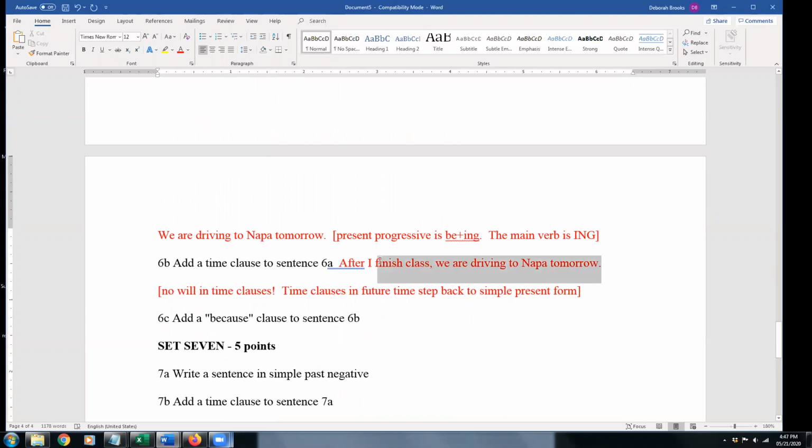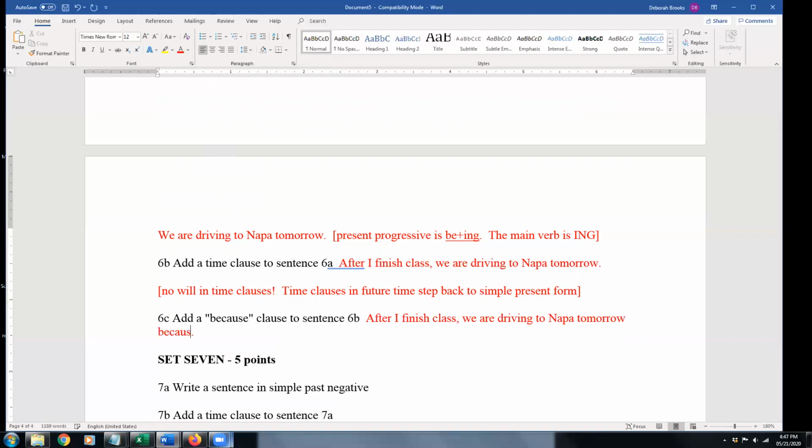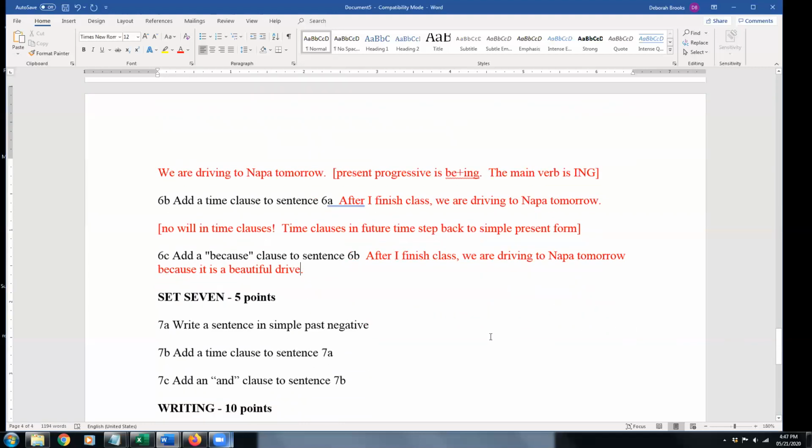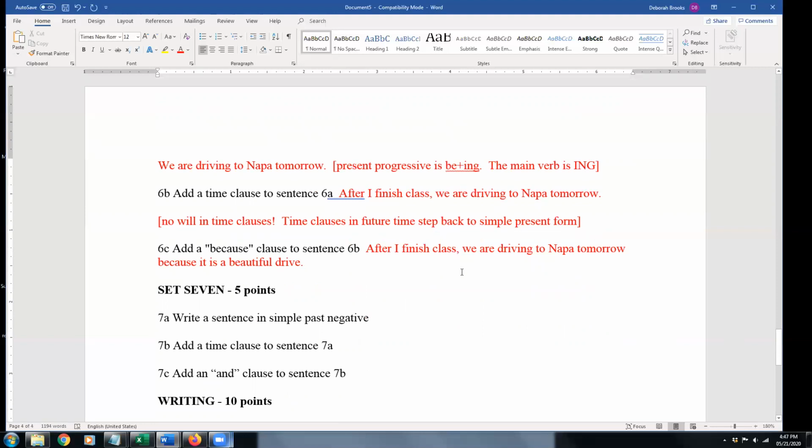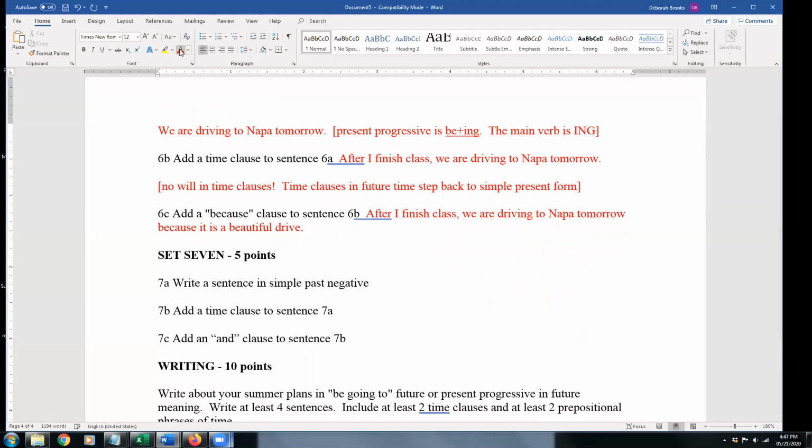Because after I finish class, we are driving to Napa tomorrow because it is a beautiful drive. No comma before because. So you have a comma with the because and with the time clauses. They're all adverbs. If you put them first, there's a comma. Second, no comma.